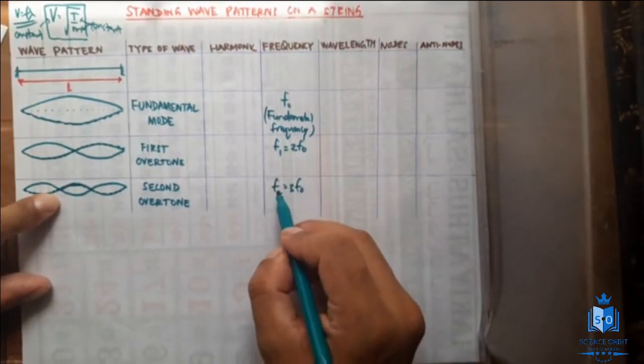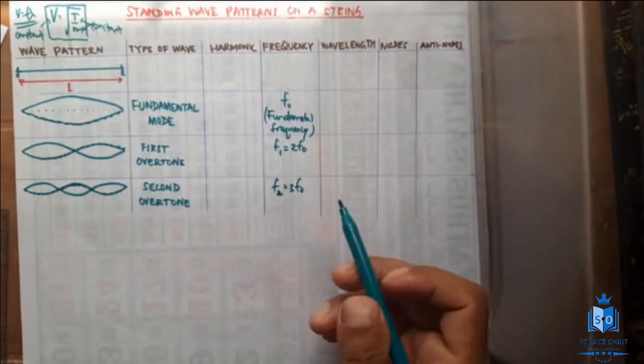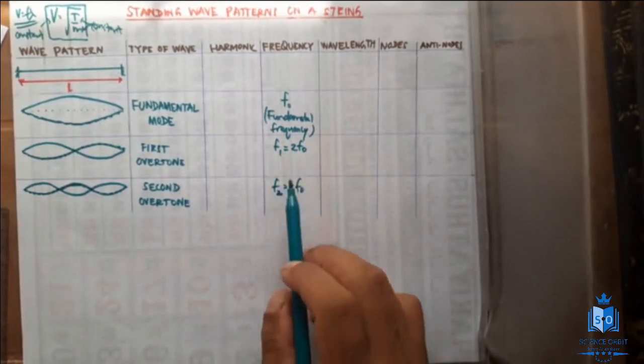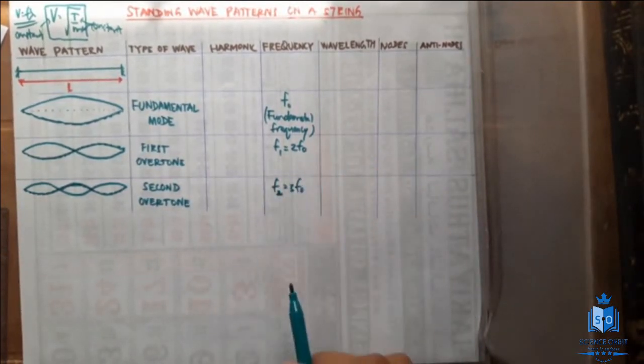I have put F2 because this is the second overtone. Okay, you can use your own symbols, it is not a must. I just used it for convenience.